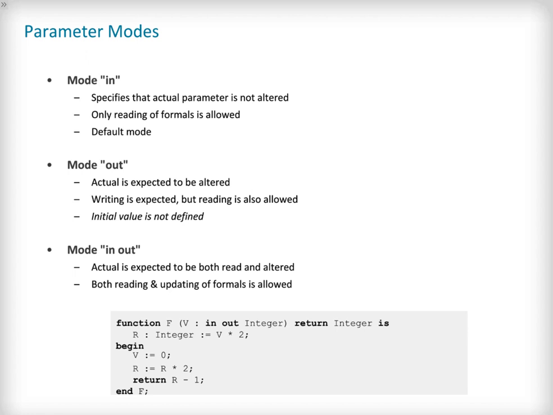In out means that the parameter is input-output. It has an initial value coming from the calling context. The subprogram can modify this value, and the modification will be propagated to the calling context.